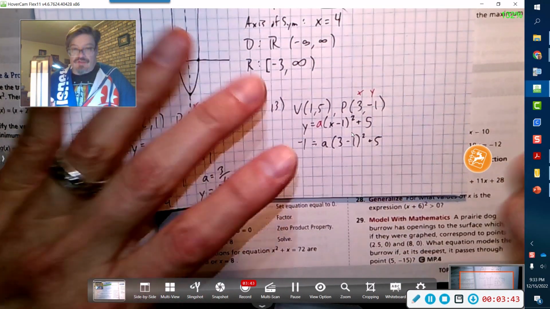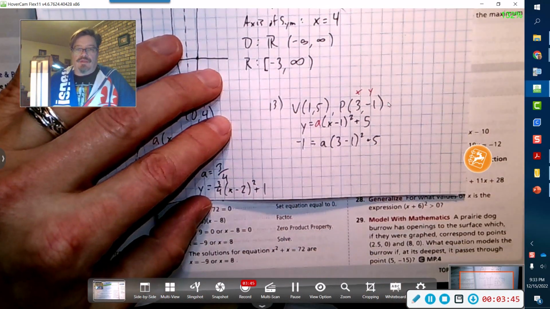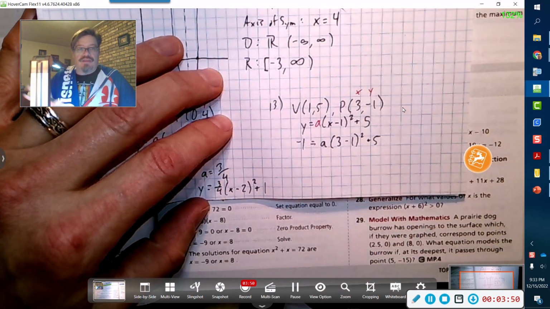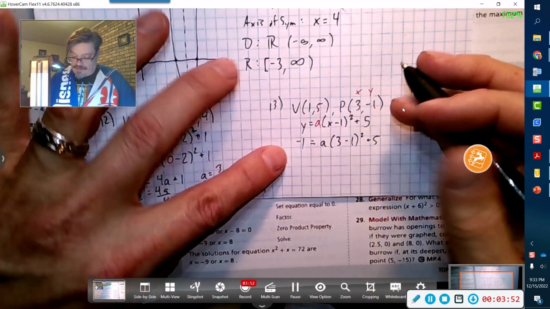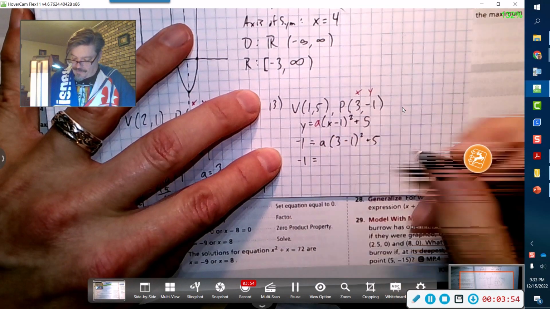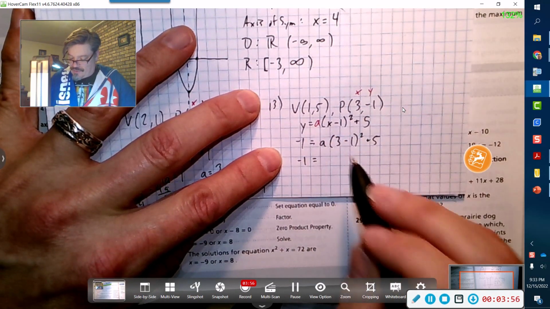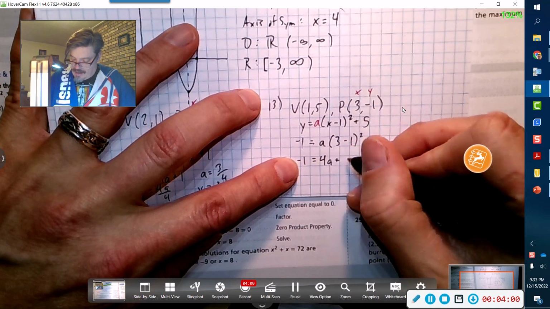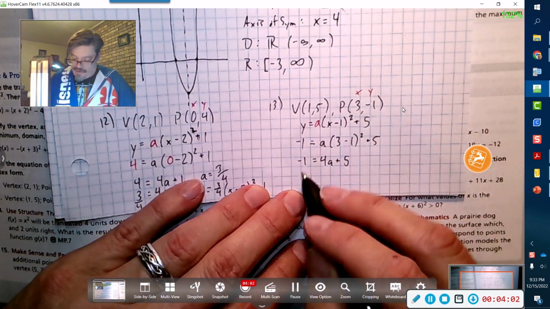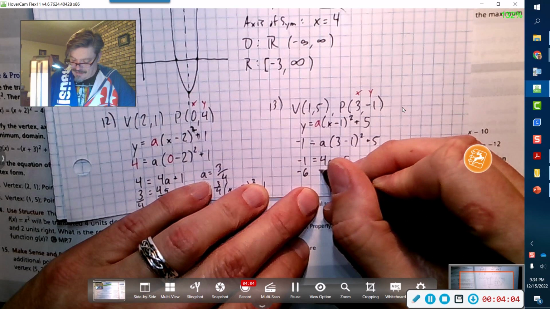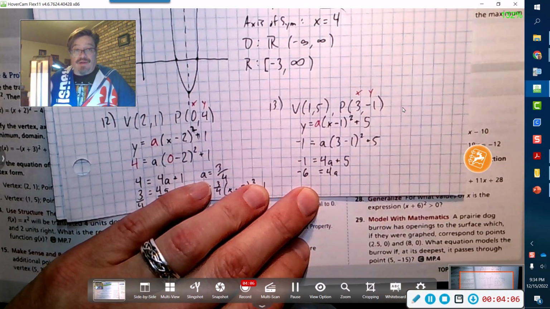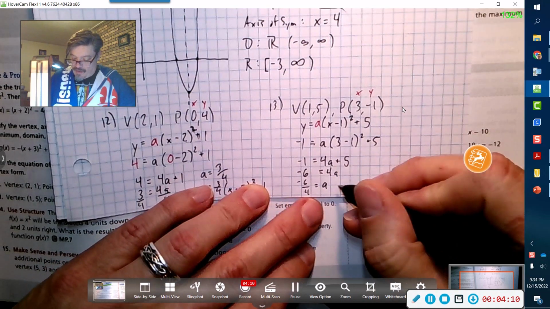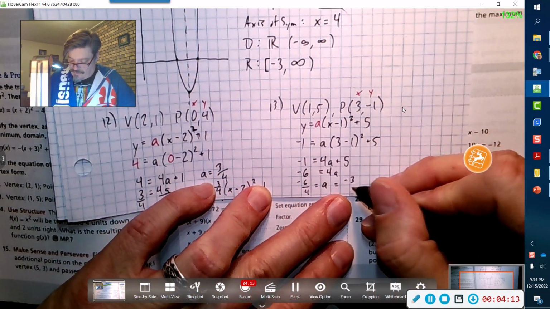Again, don't worry about this. This is not a big deal. We have only one variable, and everything else is an integer, so we can solve this. Negative 1, 3 minus 1 is 2. 2 squared is 4, so now we're back to 4a again, plus 5. We're going to move the 5 over to get a negative 6. We're going to divide by 4, so negative 6 divided by 4 equals a. We're going to reduce that fraction to negative 3 over 2.